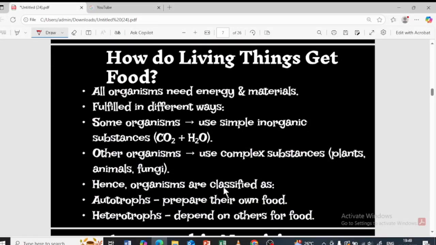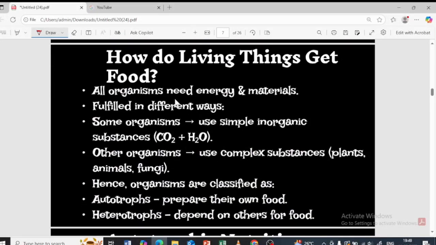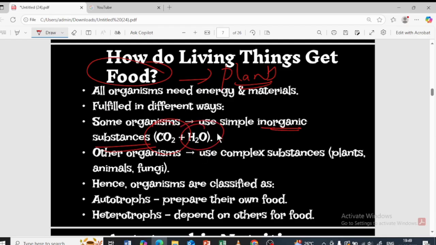Now, how do living things get food? We already discussed that living beings depend on carbon based food, which we get from plants. Plants prepare their own food and do not depend on other organisms. They use simple substances like carbon dioxide and water, along with sunlight and chlorophyll, to produce the carbon based food, which is basically carbohydrate. They use it, we consume it, and we use it again.